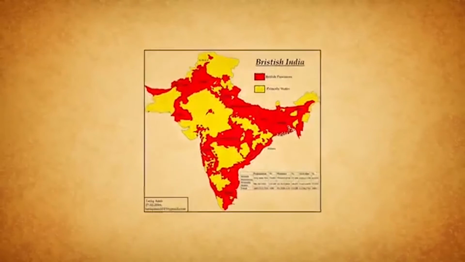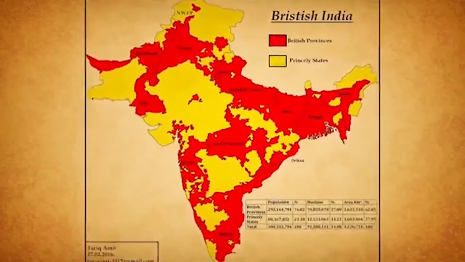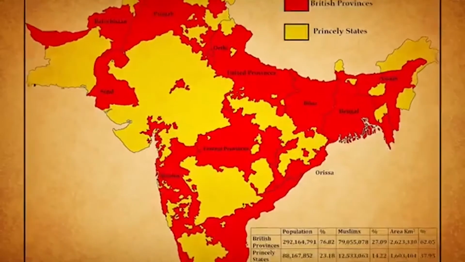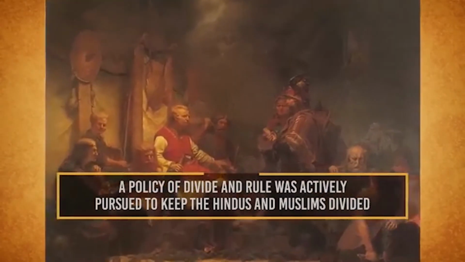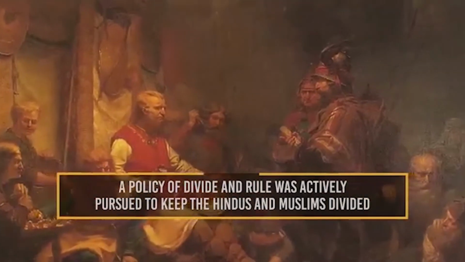The government regarded the native rulers as the bulwark against the masses and henceforth followed a policy of protecting this reactionary segment of Indian society. A policy of divide and rule was actively pursued to keep the Hindus and Muslims divided.